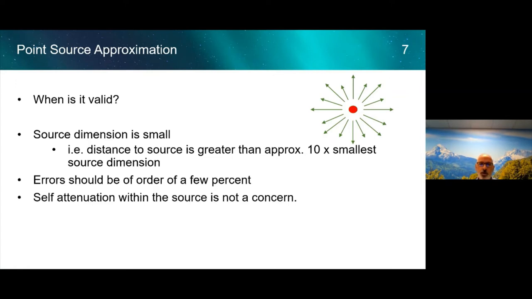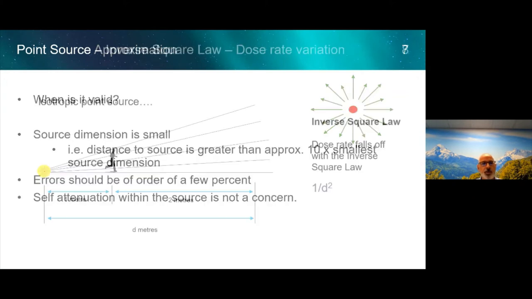We're not usually, when we're doing these empirical calculations, concerned with any self-attenuation that occurs within the source or within the encapsulation of that source. So we just kind of ignore that. There will be some, but we tend to ignore it. It's usually not very significant. So that's what a point source approximation is.